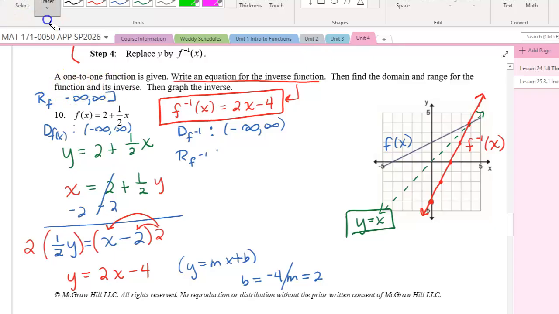What was I doing here? I should have put parentheses. I'm sorry. And of course, the range of this red line, well, it's going to go down forever and up forever, so it is all real numbers.